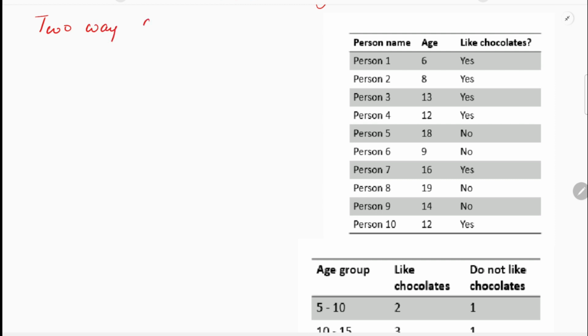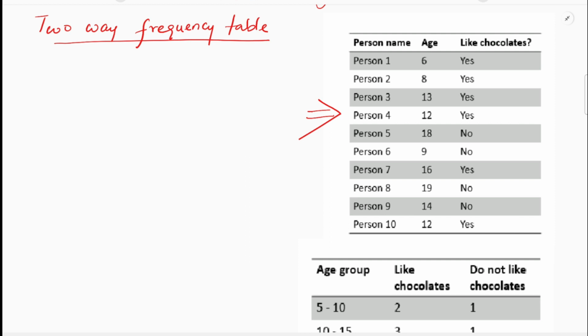Two-way frequency table. Consider you are conducting a poll asking people if they like chocolate. You record the data in the format given like this. Suppose, for example, you are conducting the poll and you are recording your data in this format.